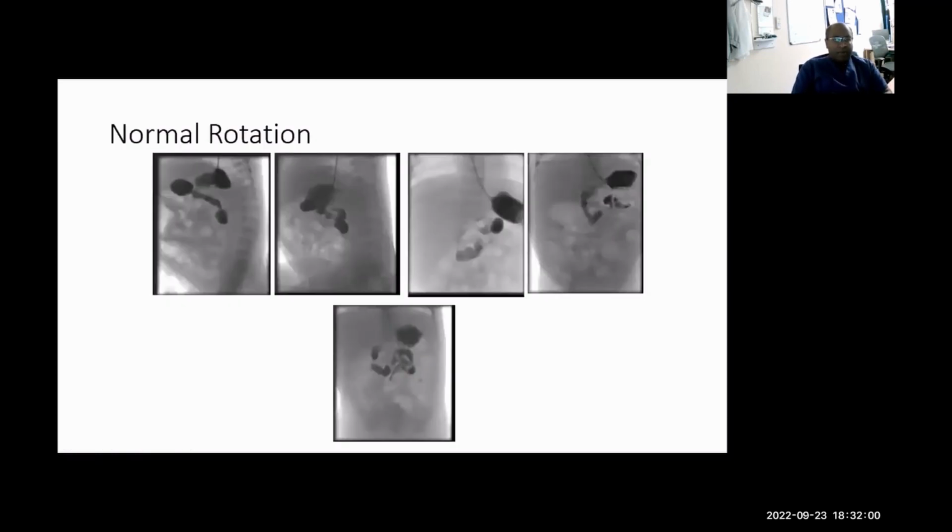This is again an example of how I do an upper GI contrast study. That's the nasogastric tube. I push it up to the pylorus. I inject contrast. You can see from the pylorus, it has opacified the stomach, both refluxing back into the stomach as well as going into the duodenum.